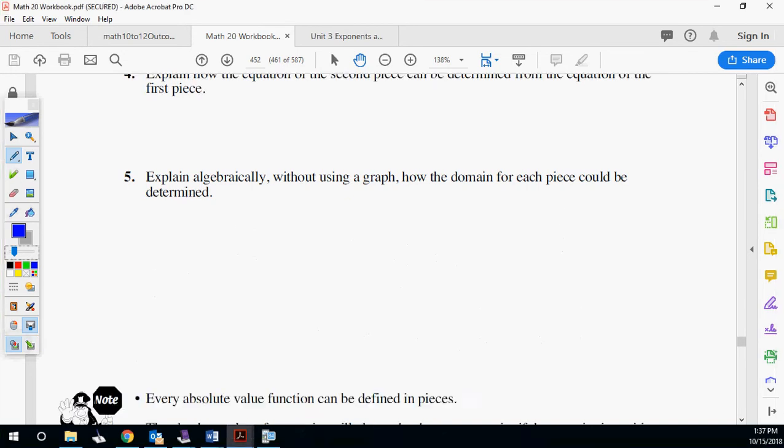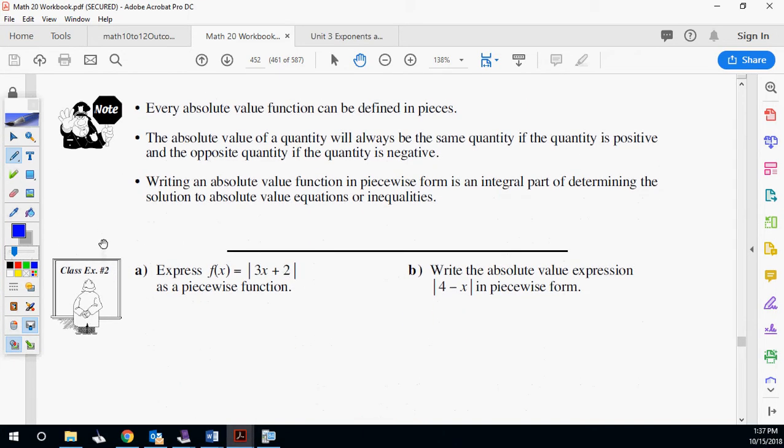Now let's summarize this. You should have gained from the first 20 minutes we were talking there: every absolute value can be defined in two pieces. They have to have two pieces because there's a spot where it switches the sign. At some point that value is going to be negative, which flips it back to positive. The absolute value of a quantity will always be the same quantity if the quantity is positive and the opposite quantity if the quantity is negative. It's always going to flip it back to positive. Writing an absolute value function in piecewise form is an integral part of determining the solution.